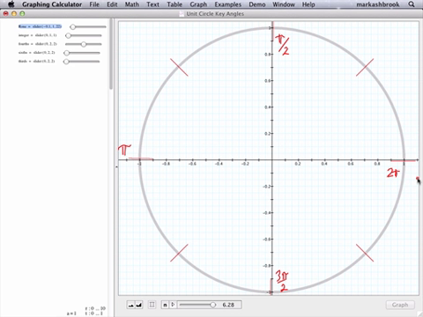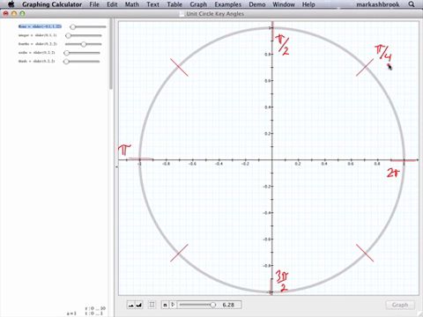Cosine is the horizontal distance to the right, or the x-coordinate, which is -1 at pi. Okay? All right, so then we can split each quadrant again in half. If pi over 2 is a quarter circle, then what's an eighth of a circle? Pi over 4.